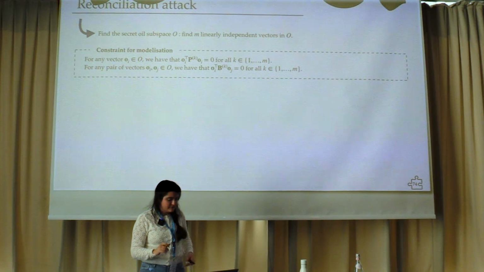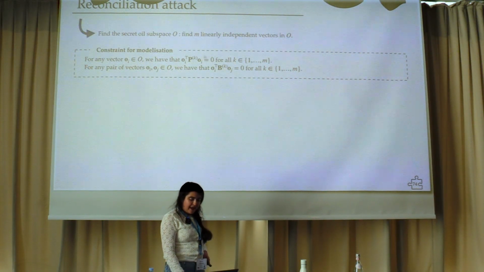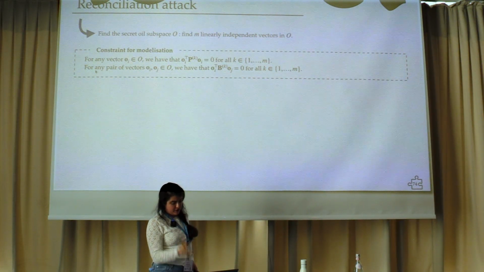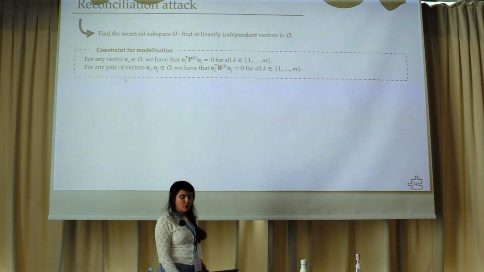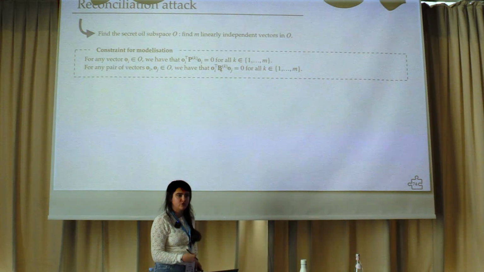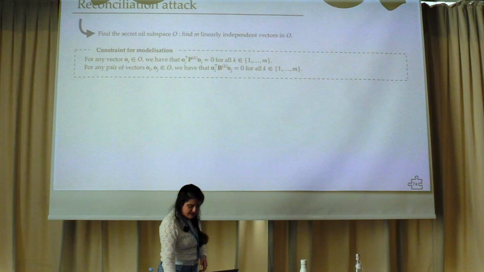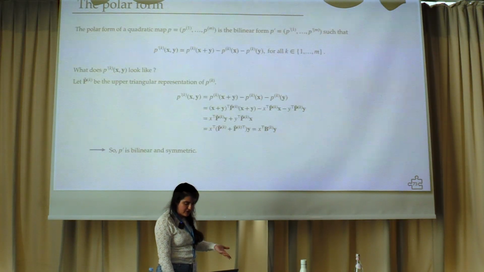And then I also know the second thing because of what I told you before, but we are going to repeat it. For any pair of vectors from the oil space, the polar form vanishes when evaluated on these two vectors. Why is this the case? This is really for oil vectors, and it's not trivial. It's because of the linearity of the trapdoor that you have.